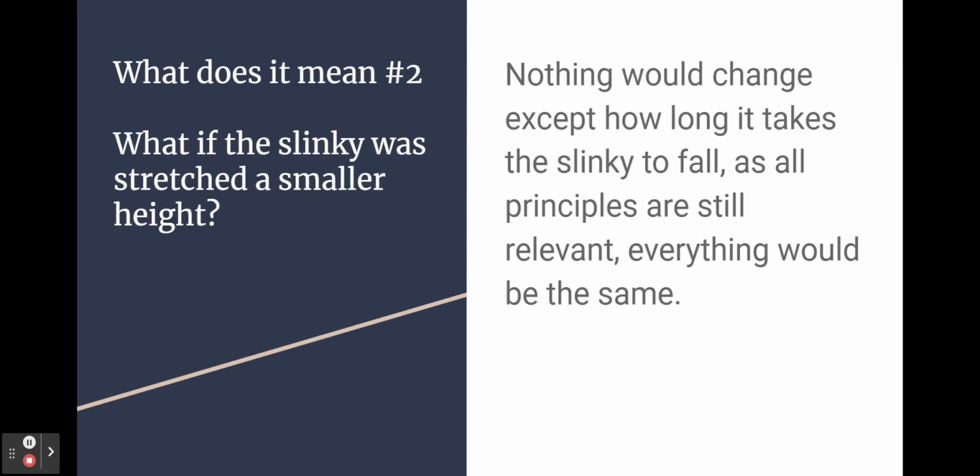Now, what does it mean, number two? What if the slinky was stretched to a smaller height? Well, nothing would change except how long it takes the slinky to fall, as all principles previously discussed are still relevant, so everything would be the same. Because if you think about it, the spring force of that slinky is still there, even if, as you can see in the video, halfway down the slinky was still held in the air at the bottom. Because nothing really changed until both sides of the slinky are touching or together. That is when it'll actually start to fall, and the bottom won't stay hovering in the air. And that is my lab.